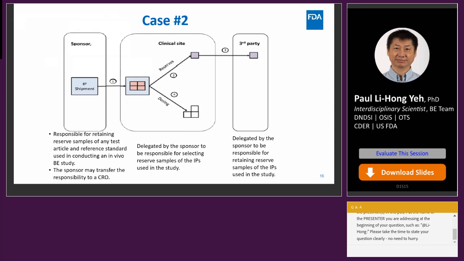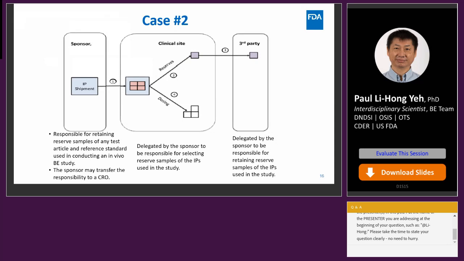In case number 2, there are 3 key players: the sponsor, the clinical site, and the third party. Let's take a look at their roles individually. For the sponsor, they are responsible for retaining reserve samples of any test article and reference standard used in conducting an in vivo BE study. The sponsor may transfer the responsibility to a CRO.